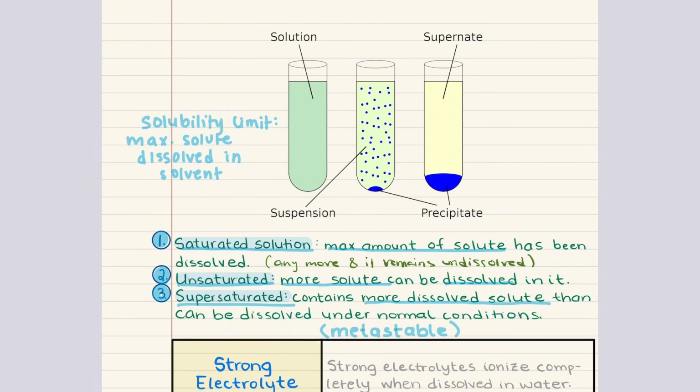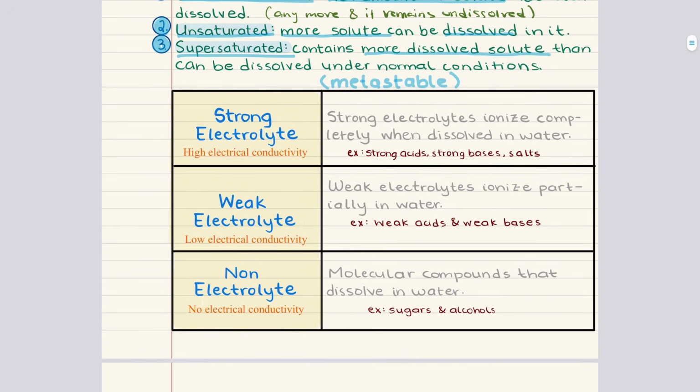But there's another layer of complexity that we need to address. What happens to solute particles once they're dissolved? Specifically, we need to ask whether they stay as intact molecules or whether they dissociate into ions. And this question leads us directly to the concept of electrolytes.